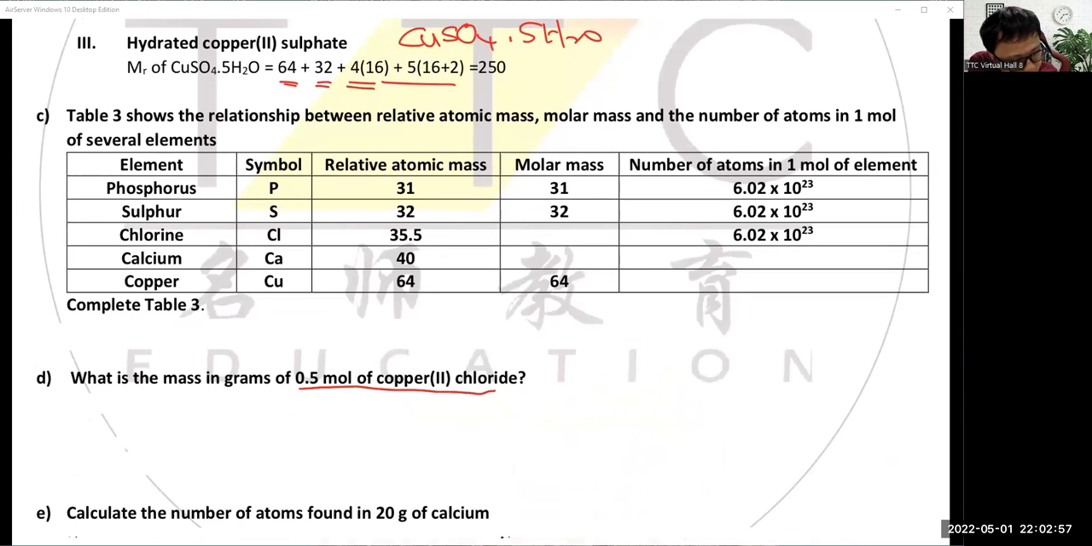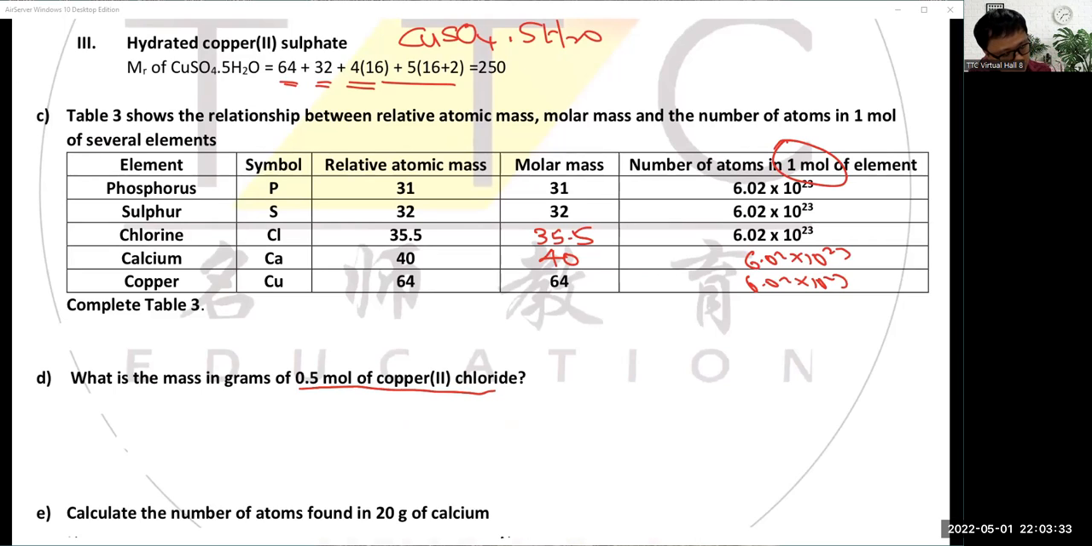So in completing table 3, we have to look at the molar mass. It will be 35.5. Then calcium is 40, and the molar mass is the same. Then it's also 6.02 times 10 power 23, because 1 mole of substance has 6.02 times 10 power 23 particles.